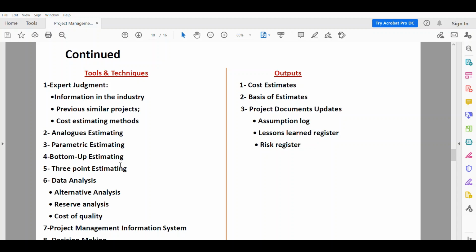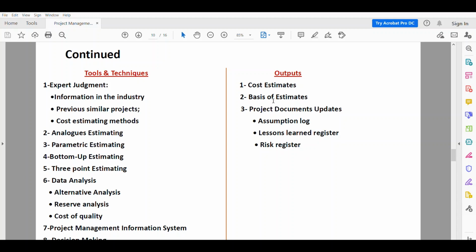Also, the sixth one is the data analysis. And there are three types used here: the alternative analysis, reserve analysis, cost of quality. The seventh tool and technique is the project management information system. And the last one is decision making. And we use voting here. Project team or the experts, they vote on something. And whatever they vote on is the estimate.